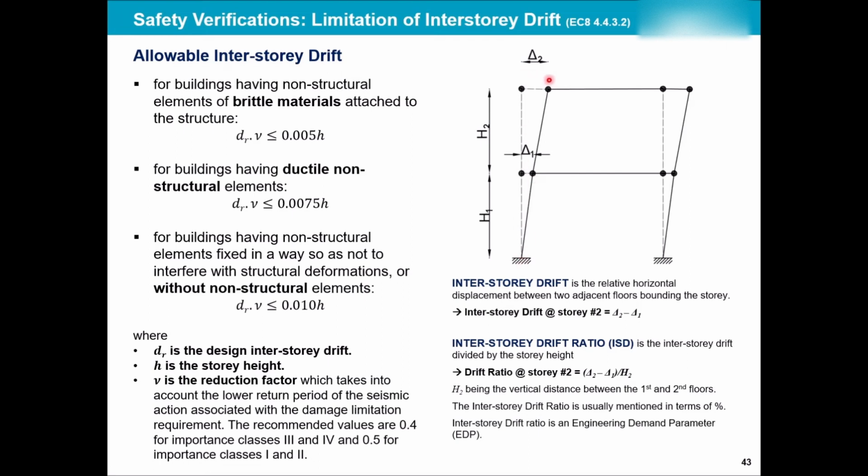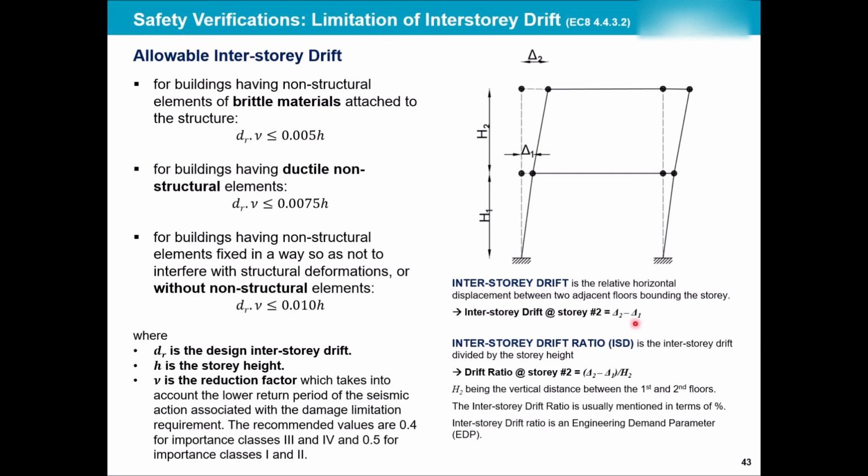You see, this was the initial structure. Load is applied. The structure is now bent toward the right. I have a displacement here at floor 1. I have a displacement here at floor 2. The displacement of floor 2 minus the displacement of floor 1 is my interstory drift.